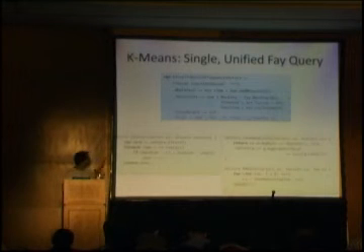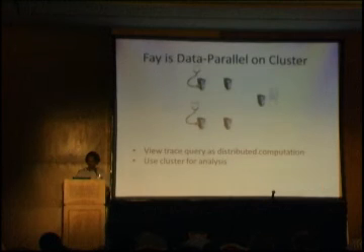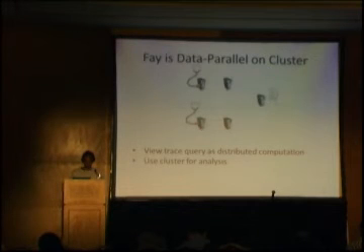Okay, so let's get back to the K-means query and see how Fay actually deploys this query, how it views the query on the cluster, and how it then optimizes it. So this is our cluster. We have 5 machines in it. On the left side, we have 2 machines that we're trying to instrument, and on the right side, the one with the flip chart is the machine where we want to have the data ultimately in order to visualize it. And so Fay takes this query and views it as a distributed computation over this cluster. So it can use the entire cluster also to run the analysis.